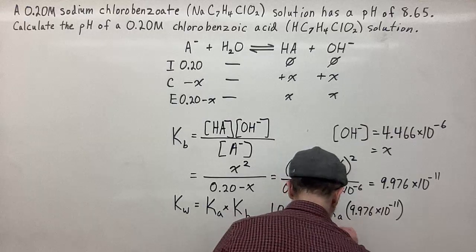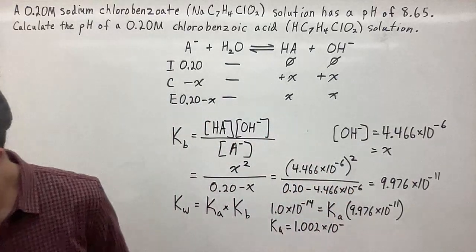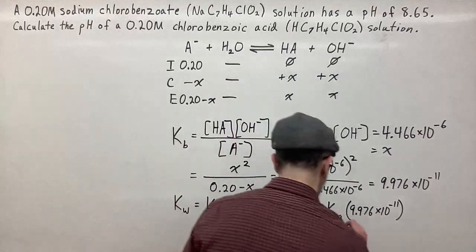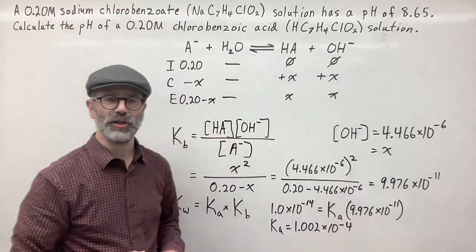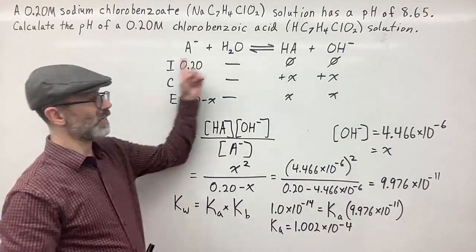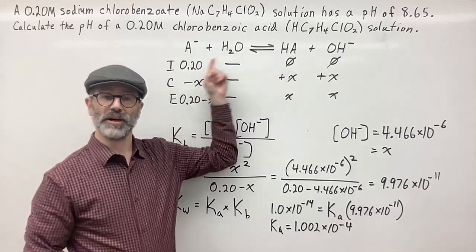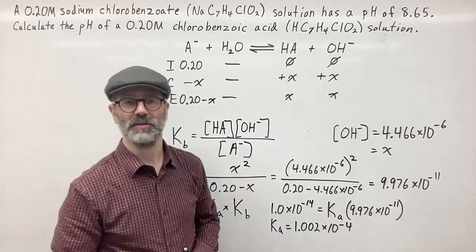1.002 times 10 to the negative 4. So there's our Ka value. So now we can go ahead and do the equilibrium reaction involving the weak acid and water.